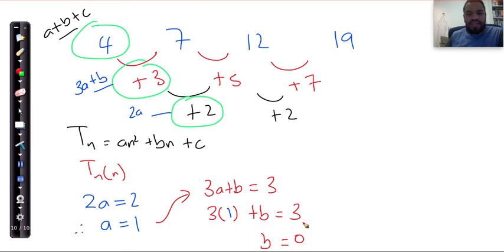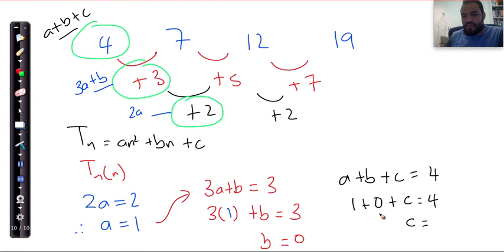Finally, I take both values and plug them into a plus b plus c, and that's going to equate to 4. So a I take from here, and a is 1, b is equal to 0, and c is unknown. a plus b plus c. Now, 1 plus 0 is 1, and I subtract 1 from both sides, 4 minus 1, and I get c is equal to 3.